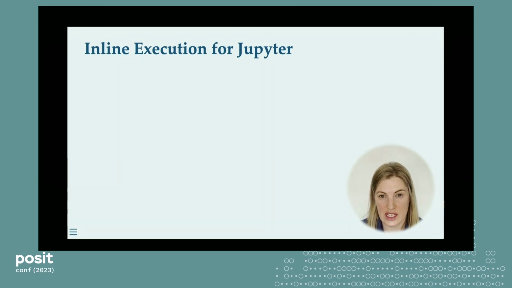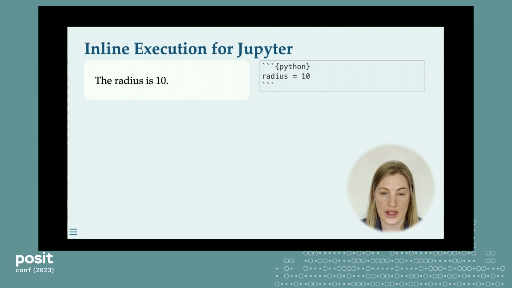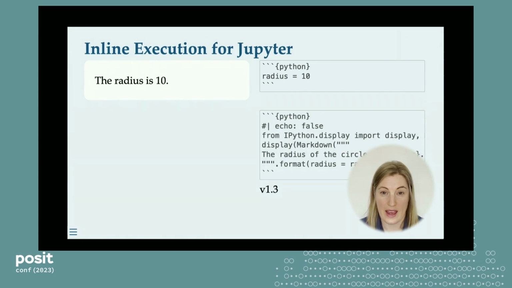This next feature is specific to the Jupyter engine, and it adds a feature that knitr users have had for a long time, an easy way to get computed values inline. So for example, imagine you had a document with a Python code cell that defined the variable radius. And what you want in your output is a sentence that refers to the value in that variable. It used to be that you'd need a code cell, and inside that code cell, you would have to generate the markdown for that entire sentence, and then feed it into the markdown function.